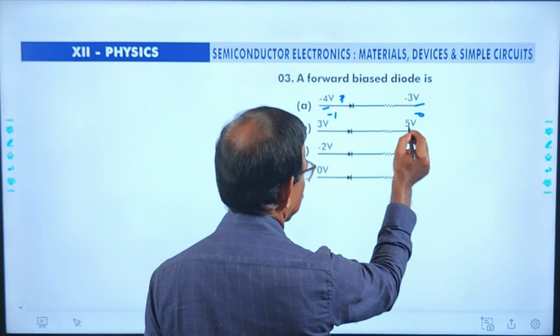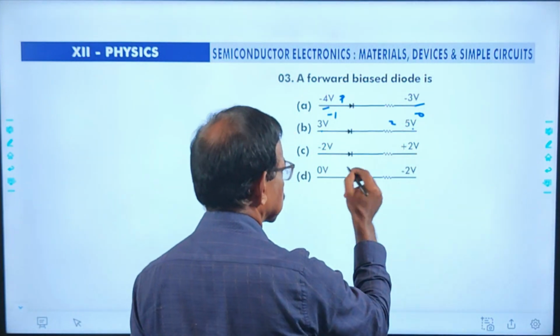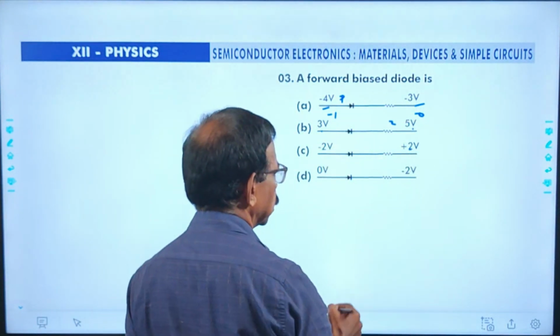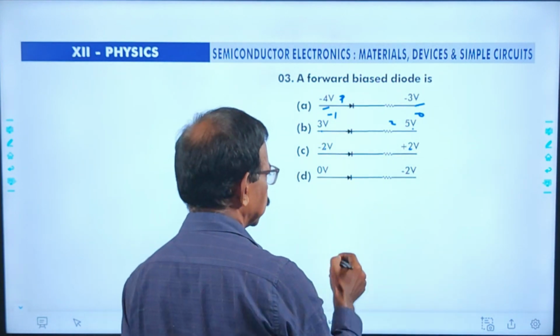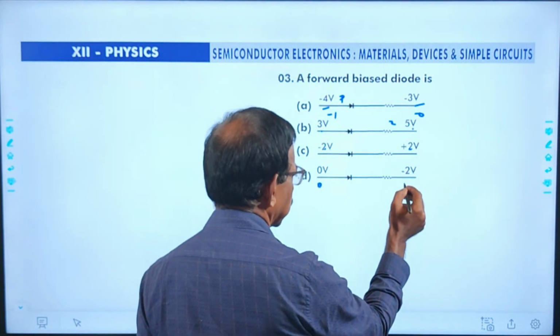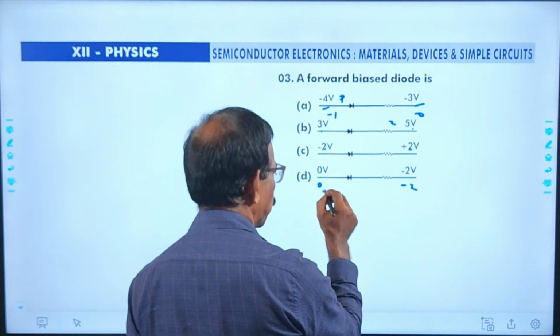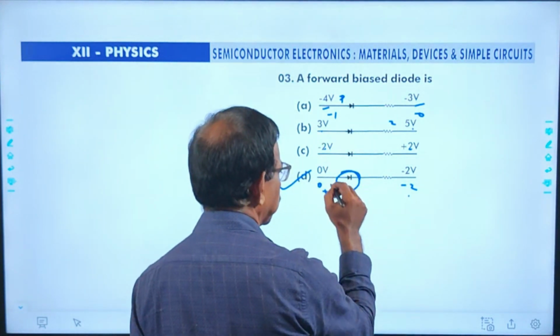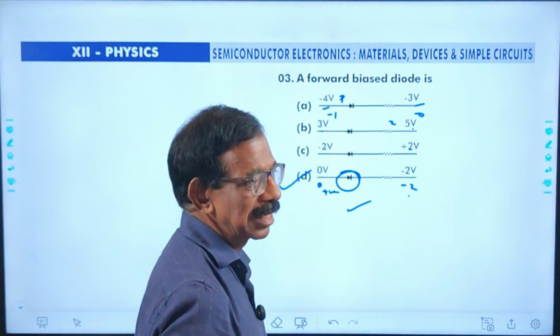Here it is 3 volt and 5 volt. Here it is 2 volts extra. Hence it is not forward bias. Here it is -2 plus 2. Net voltage is 0. Not in forward bias. Here it is 0, while it is -2. Here it is more positive compared to here. Hence, option D, this diode is in forward bias. Correct answer is option D.